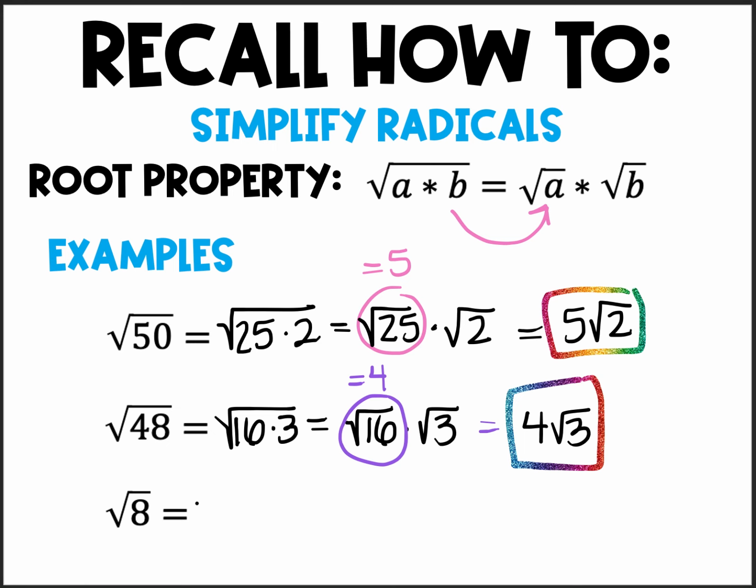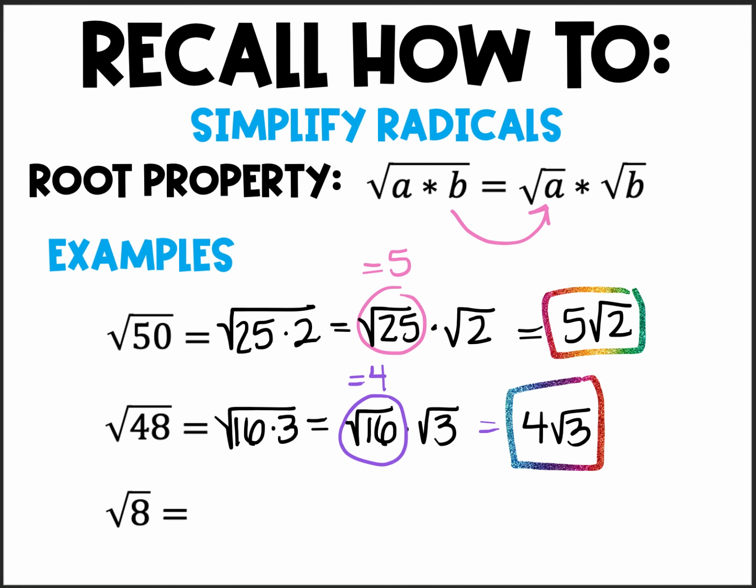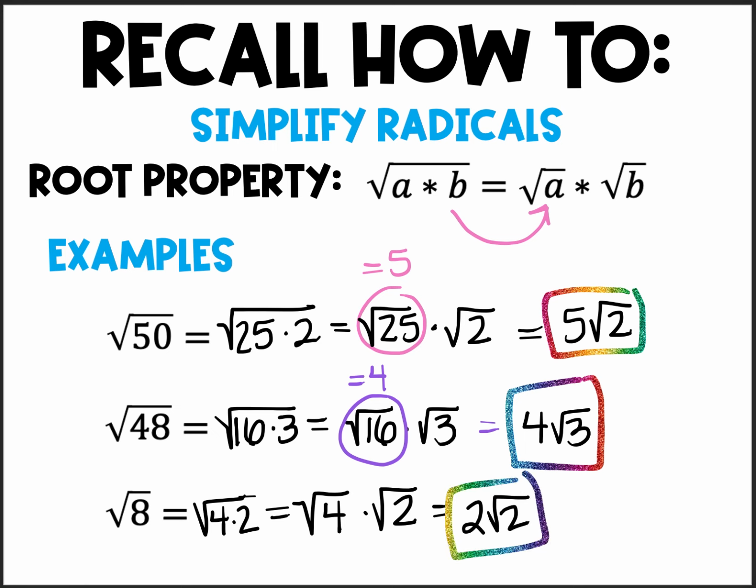And the square root of 8, going back to my list, which one of these perfect squares could be a factor of 8? I'm going to choose 4. 4 times 2. After using the property, I have the square root of 4 times the square root of 2, which simplifies to 2 square root of 2, because the square root of 4 is 2.